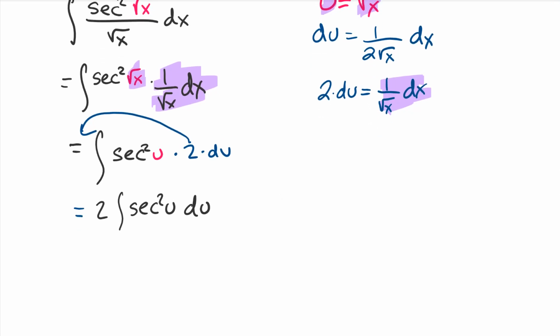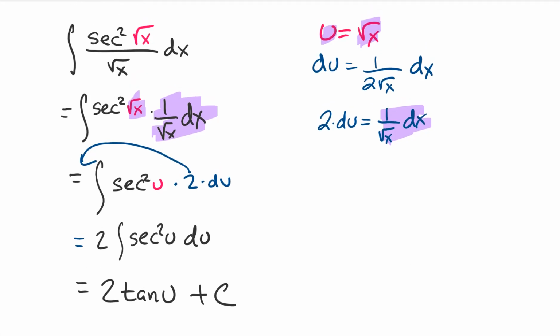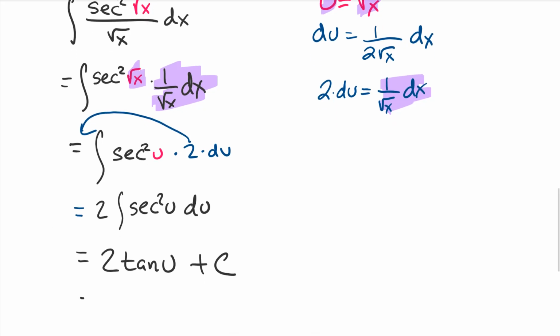We all know the antiderivative of secant squared. That's tangent, so you get 2 times tangent of u plus c. One more time, you did not start in terms of u. You started in terms of x's. Let's end in terms of x's. Now we just sub it back in and say it's 2 times tangent of the square root of x plus c.